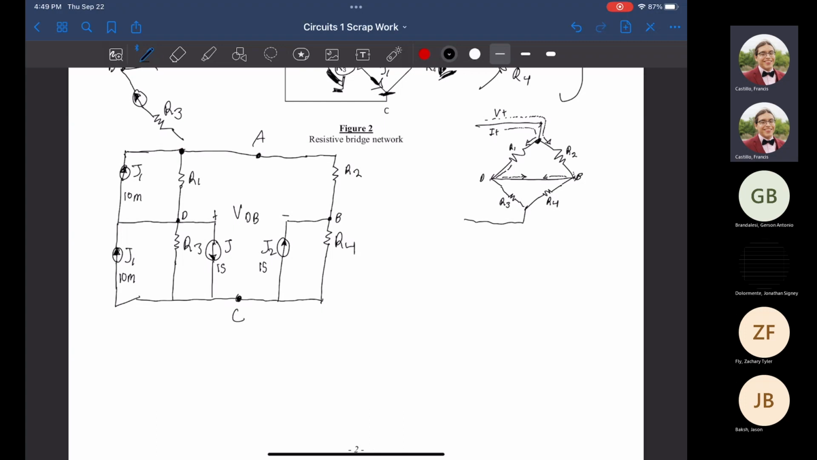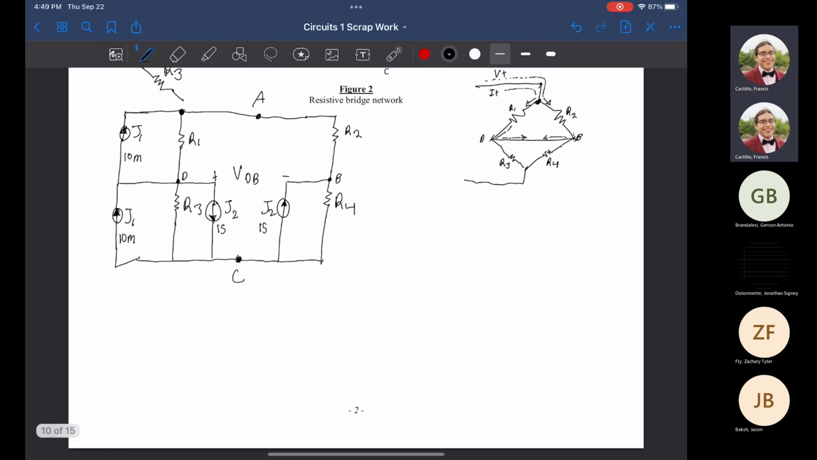Well, we can see a couple of things now. We can see that R3 is in parallel with J2 and R4 is in parallel with J2 as well. We also know that J1 is in parallel with R3 and J1 is also in parallel with R1. Well, we can do a source transformation with both of them actually. So what we're going to do is do some quick source transformations.